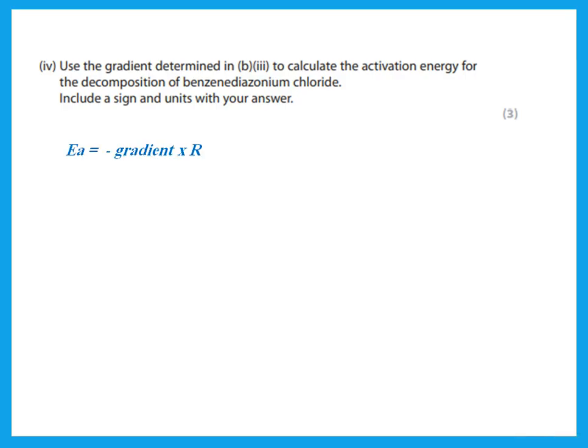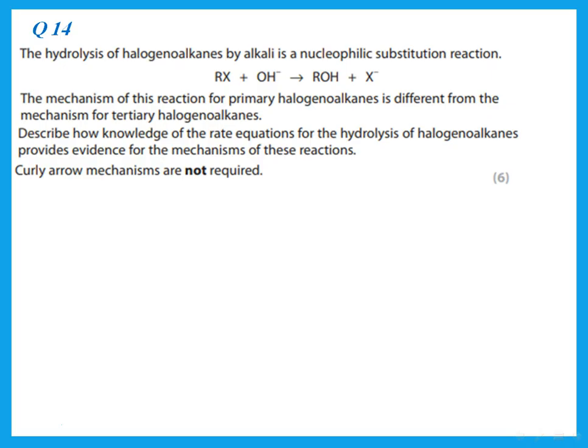Use the gradient to calculate activation energy. Again, activation energy is minus gradient times R. We divide by 1000 to change it to kilojoule per mole. I hope these questions are getting easier as we go on because they are very similar to each other.